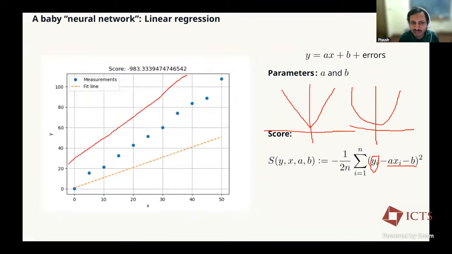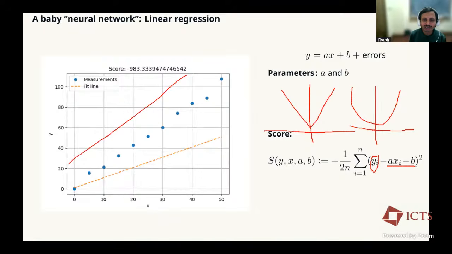This measure is usually one of the most important components in whether the learning will succeed or not. Learning in this case, of course, is to find the best parameters A and B, which in the end also look good. So with that, we have the score.